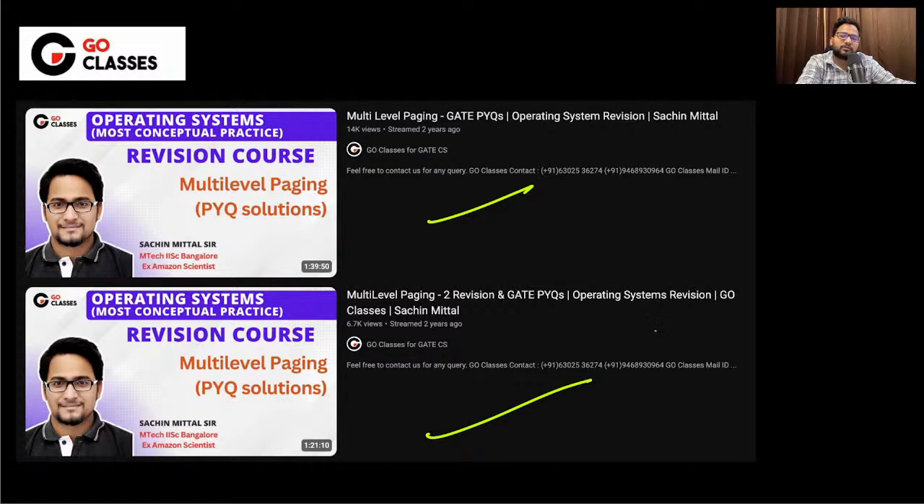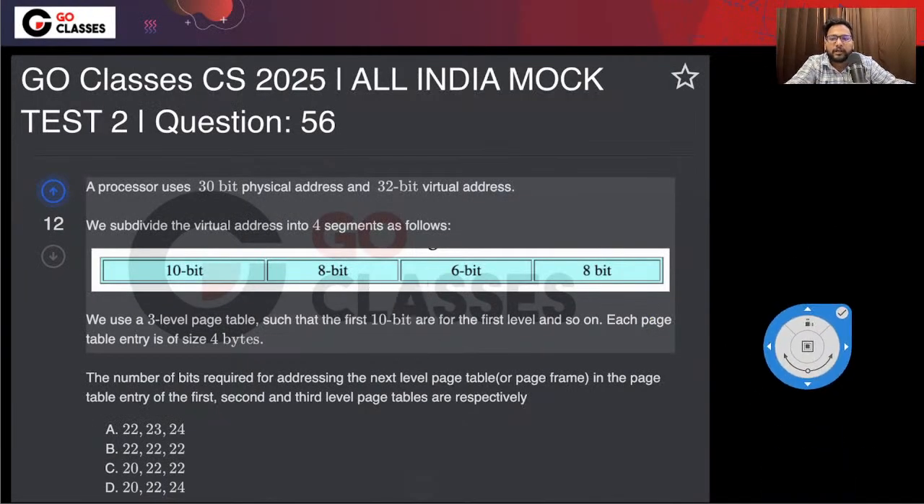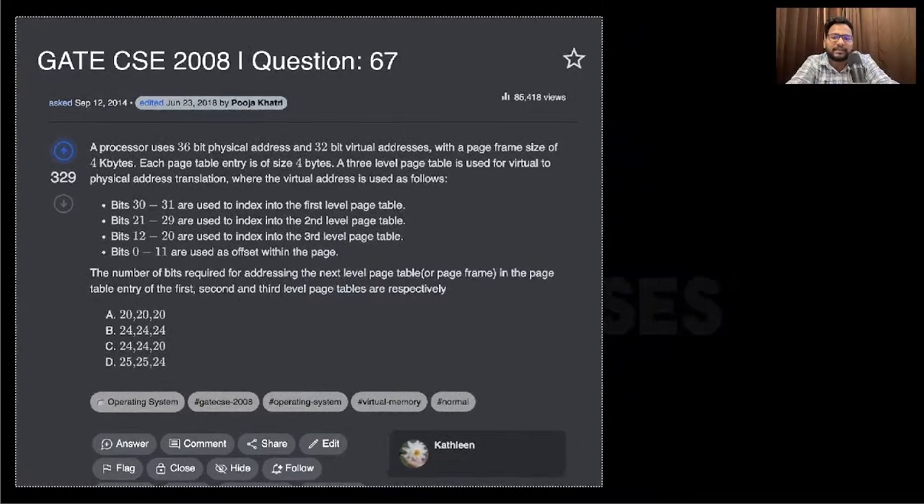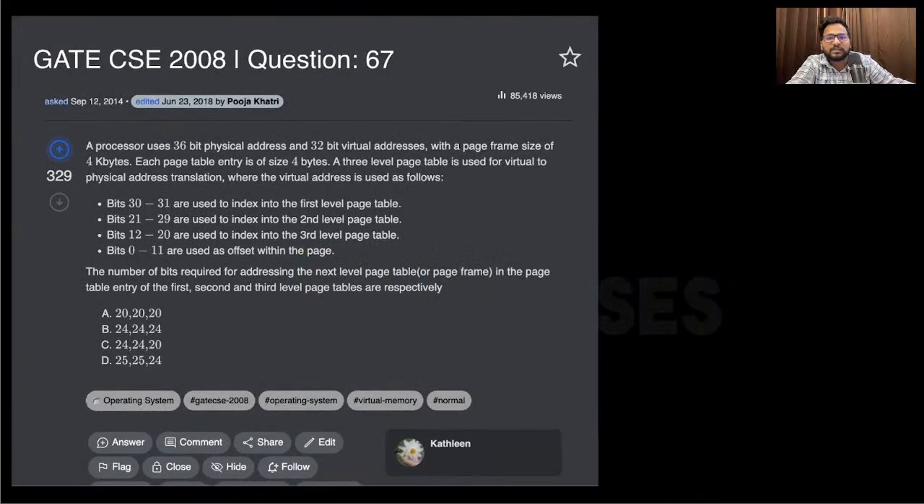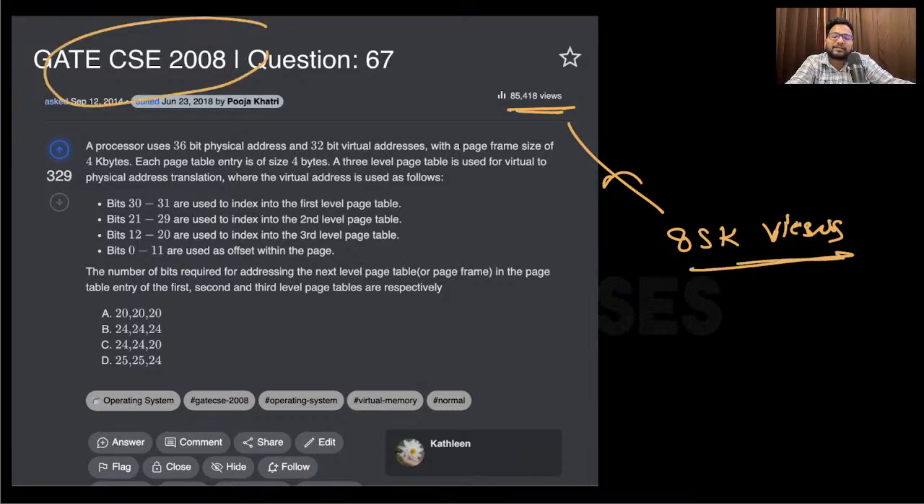So yes, this question was nice. Let's see what this question is saying. By the way, I have taken this question from a standard university, but this question was an exact replica of one of the GATE previous year questions. If you are able to solve this question, then this AIMT question was exactly the same. So I strongly suggest you solve this question. It has got 329 upvotes and 85,000 views. This question is a GATE 2008 question. I strongly suggest you solve it.